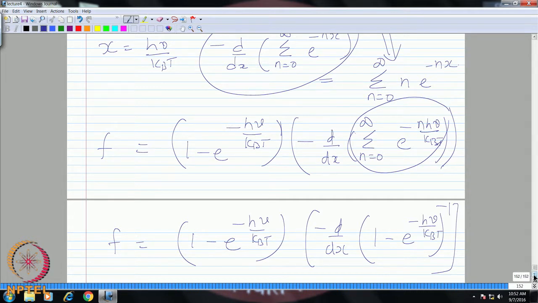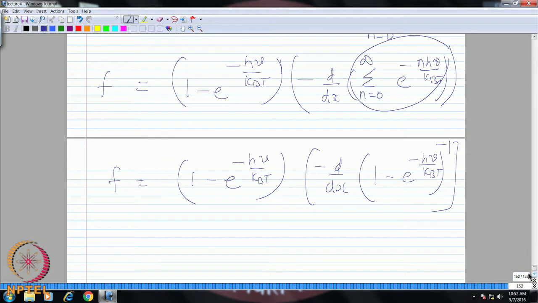Therefore, if you differentiate this, can you complete it, what you will get? This x is nothing but h nu by k b t. So you can rewrite this in terms of x, because I have written this as d by dx. So it will be easy for you to differentiate in terms of x. This also you can write in terms of x if you want to simplify it.